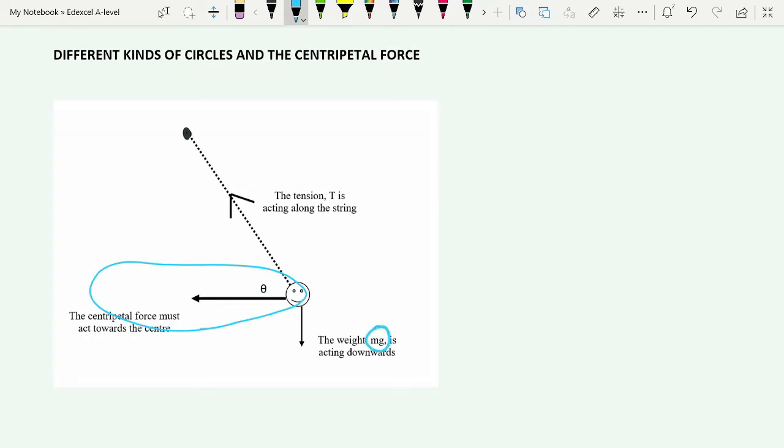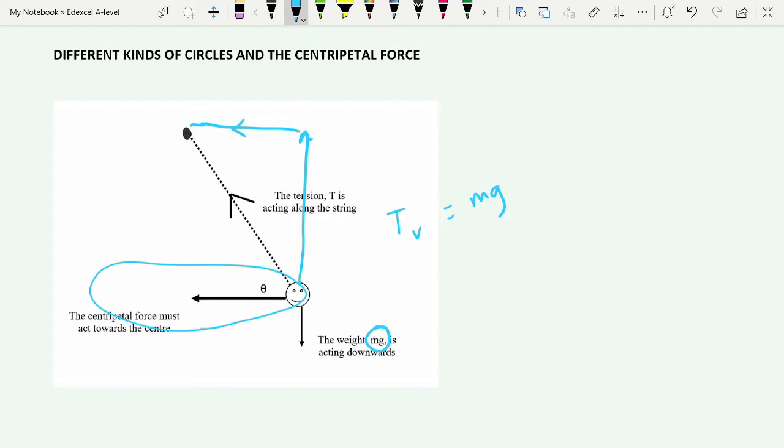As we know, the weight, which is calculated by mg of the little happy face here, is going to be acting straight downwards. The tension, as the object moves in the circle, is provided by this string. And of course, that tension has a vertical and a horizontal component. And that's the key part here. So the vertical component of the tension is going to be equal to mg, because the happy face is neither accelerating upwards or downwards, so the two vertical forces have to be the same size and have to be balanced.